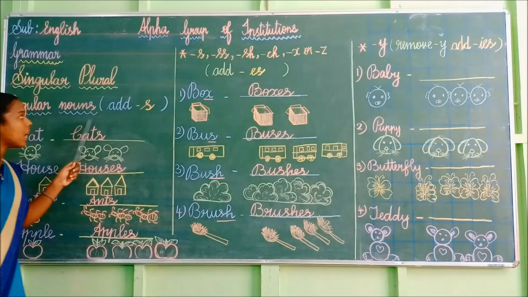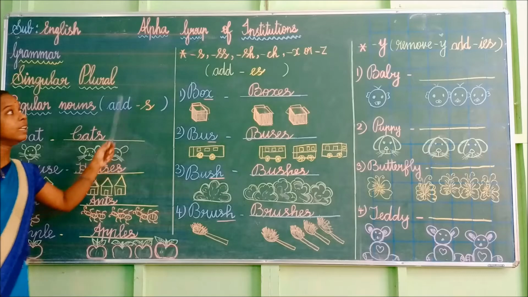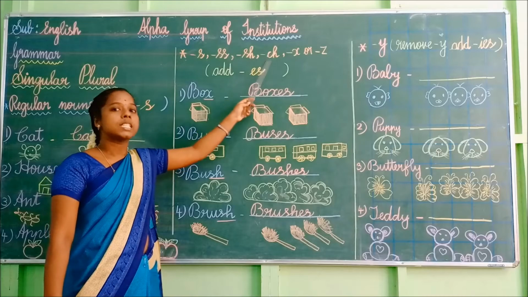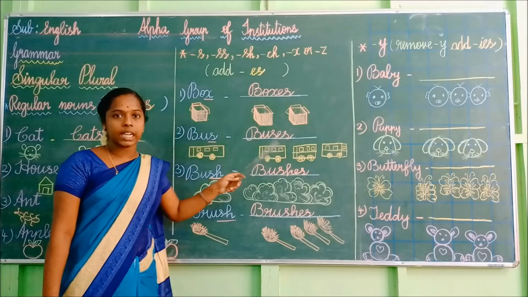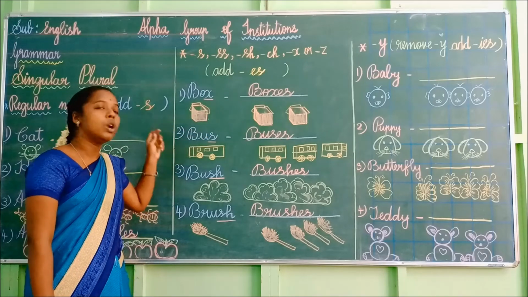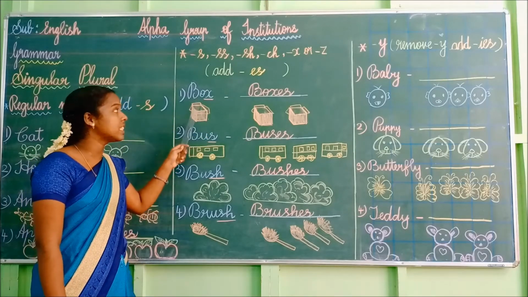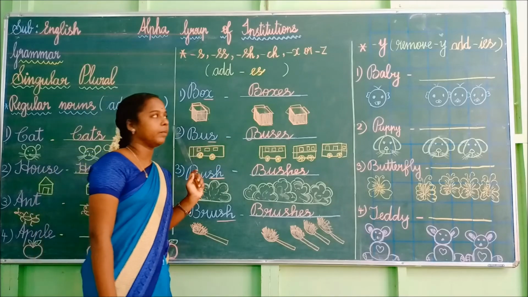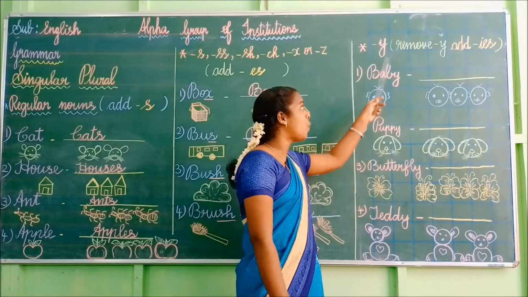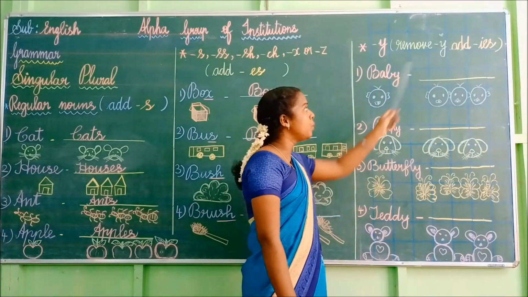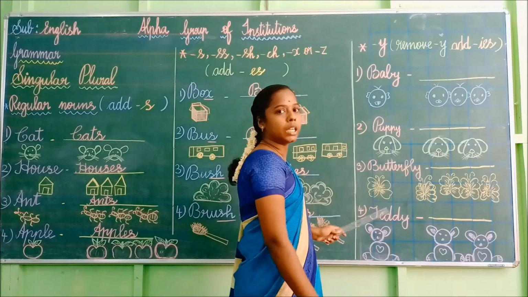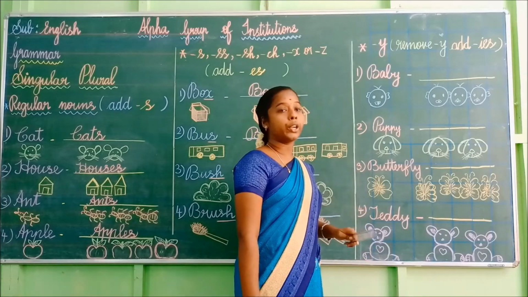For the regular nouns, you have to simply add s. If the singular noun ends with s, ss, sh, ch, x or z, what do you have to do? You have to add ES to the singular noun to change the singular noun into plural. Next one, if the singular noun ends with Y, you have to remove the Y first. Next, you have to add IES to the singular noun to change the singular noun into plural.